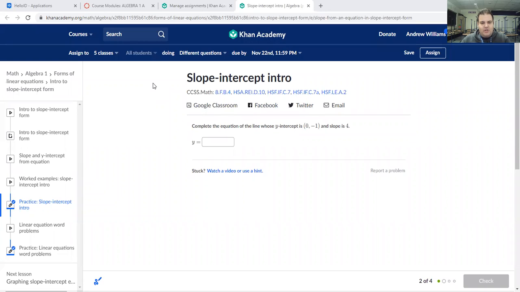It says complete the equation of the line whose y-intercept is (0, -1) and the slope is 4. So a couple things we need to keep in mind. One is that the generic equation for slope-intercept form is y equals mx plus b, where m is our slope and b is our y-intercept. So in particular, we need the slope and the y-intercept in order to make the equation.